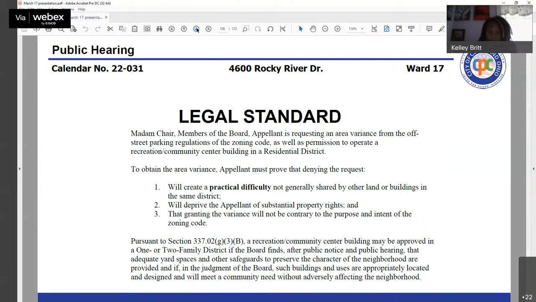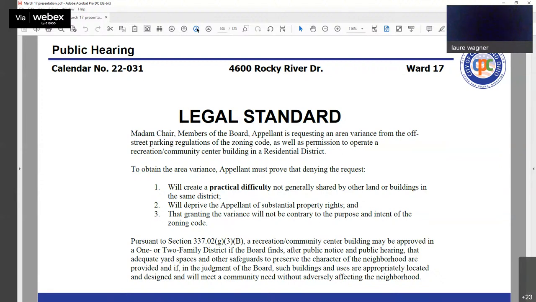Thank you, Madam Chair, members of the board. Appellant is requesting an area variance from the off-street parking regulations of the zoning code, as well as permission to operate a recreation/community center building in a residential district. To obtain the area variance, appellant must prove that denying the request will create a practical difficulty not generally shared by others, land or buildings in the same district, will deprive the appellant of substantial property rights, and the granting of the variance will not be contrary to the purpose and intent of the zoning code.